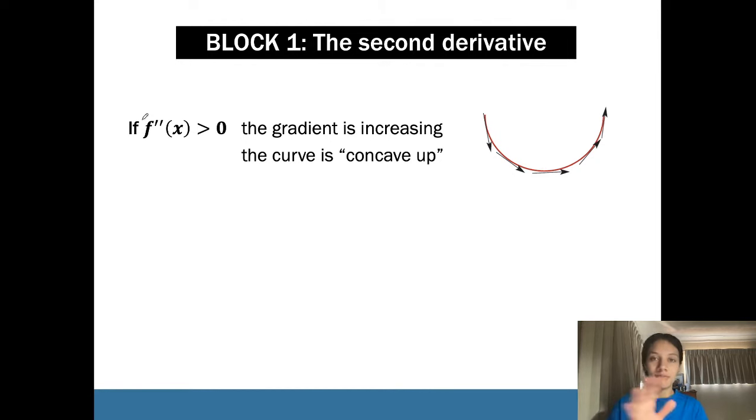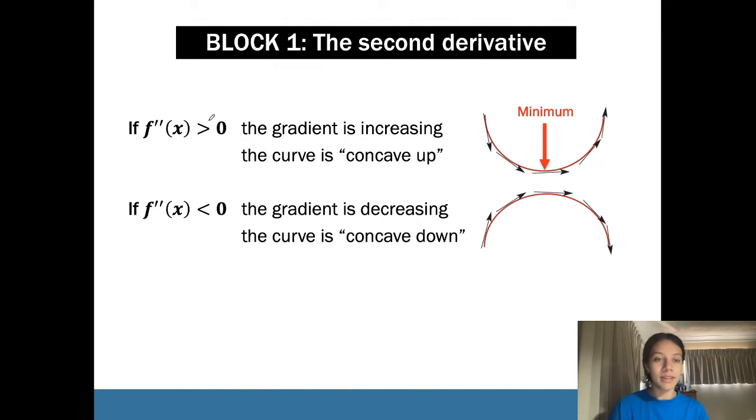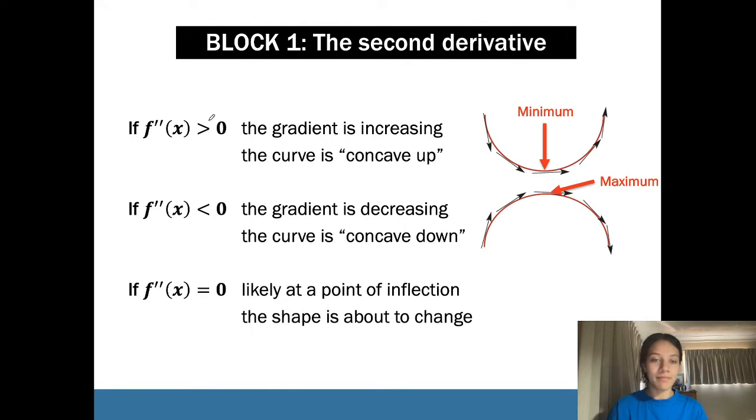So, the summary here with our second derivative is probably what you really need to take away. If your second derivative is greater than 0, then the gradient is increasing and the curve is concave up. If it's less than 0, the gradient is decreasing and the curve is concave down at that point. And if your second derivative is equal to 0, you're likely at a point of inflection and the shape is about to change. That's what we call a point of inflection, where we have concave up and it's about to change into concave down. That happens when the second derivative is equal to 0.